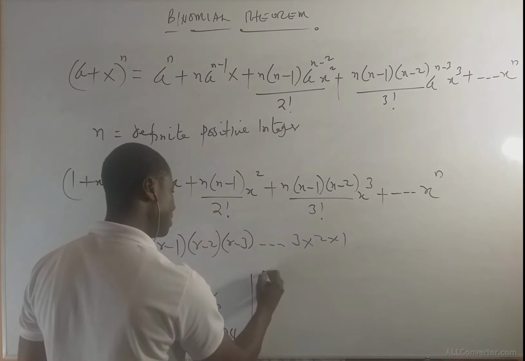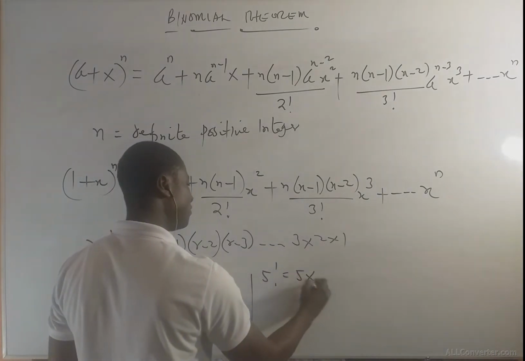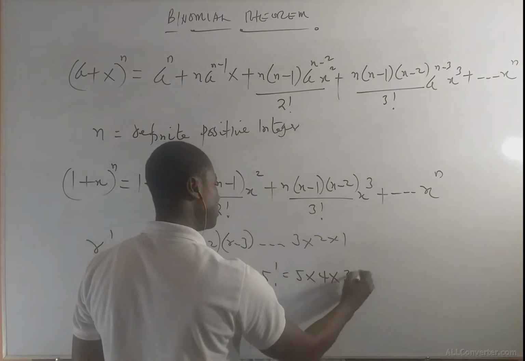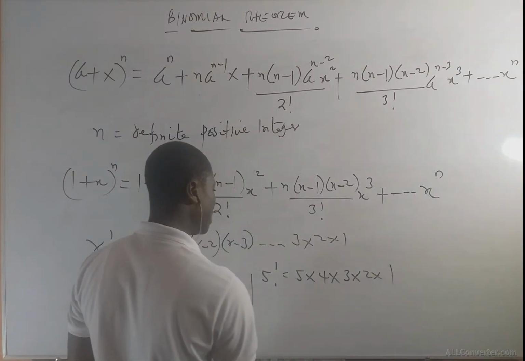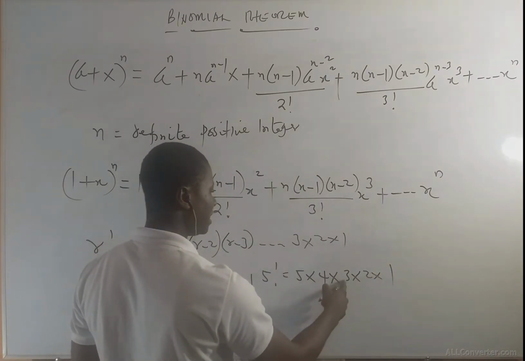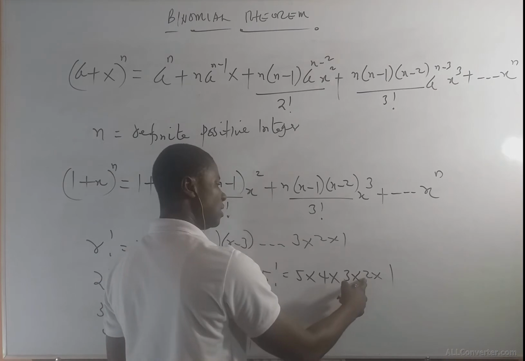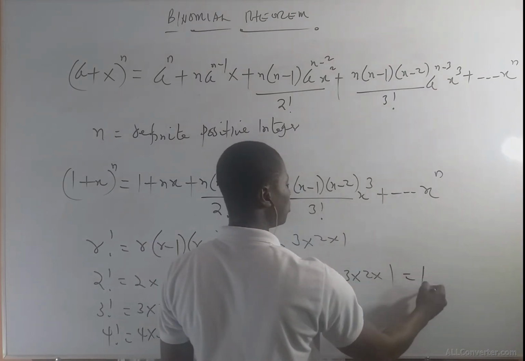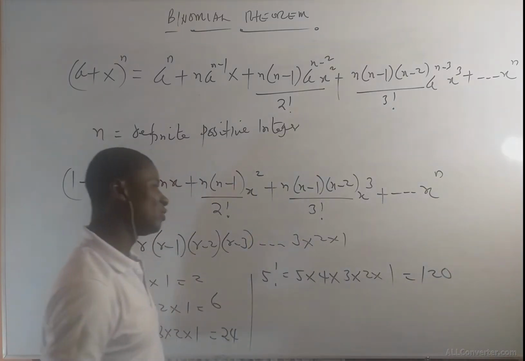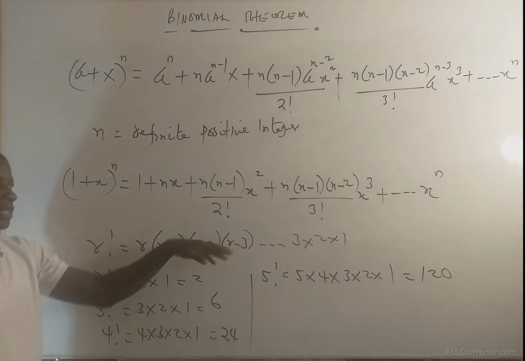Now, when we say 5 factorial, it's multiplying from 5 times 4 times 3 times 2 till you get to 1. And 5 times 4 is 20. 20 times 3 is 60. 60 times 2 is 120. 120 times 1 is 120. So you can continue in that order. So in general, when we talk about factorial, this is what you're talking about.